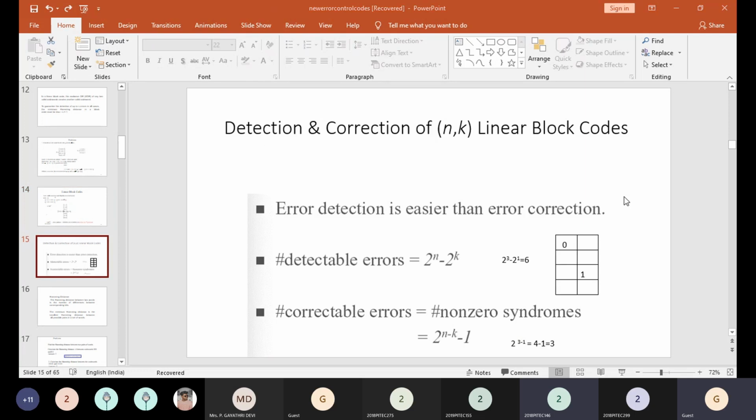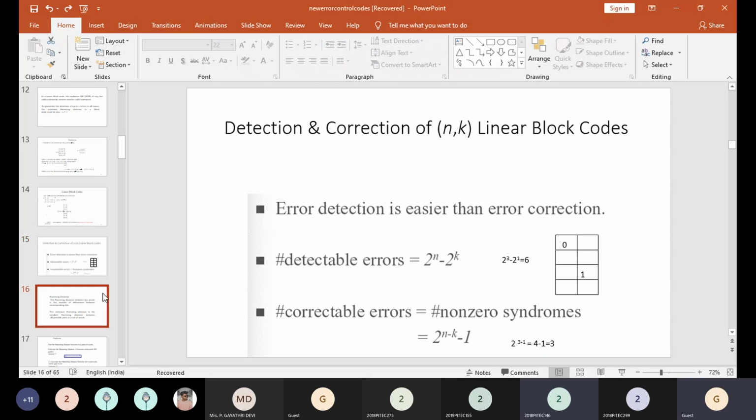For instance, consider detection for n comma k linear block codes. Error detection is easier than error correction. The detectable errors are given as 2 power n minus 2 power k. Then the correctable errors are 2 power n minus k minus 1, which are the non-zero syndromes.